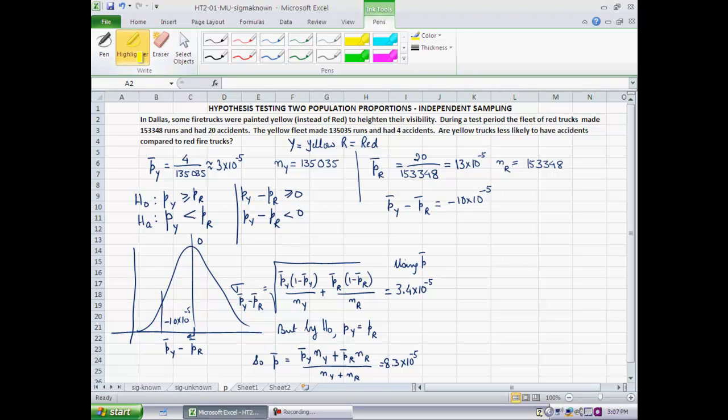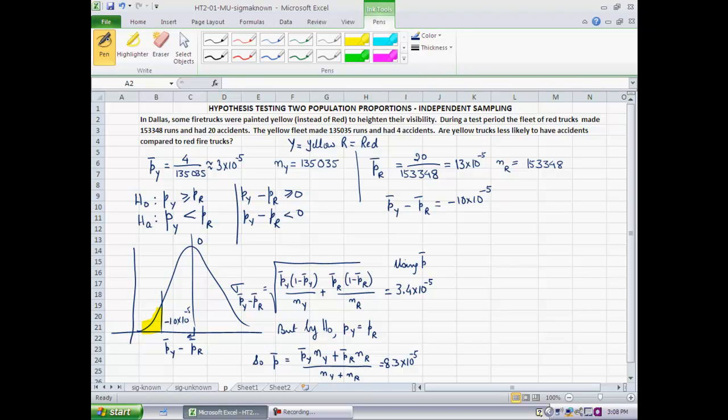You know the routine for doing that. In order to compute whether this value is far enough away, we have to standardize it, and that will tell us whether minus 10 times 10 to the minus 5 is significantly far away from 0. And how do we standardize? I need to know the standard deviation.